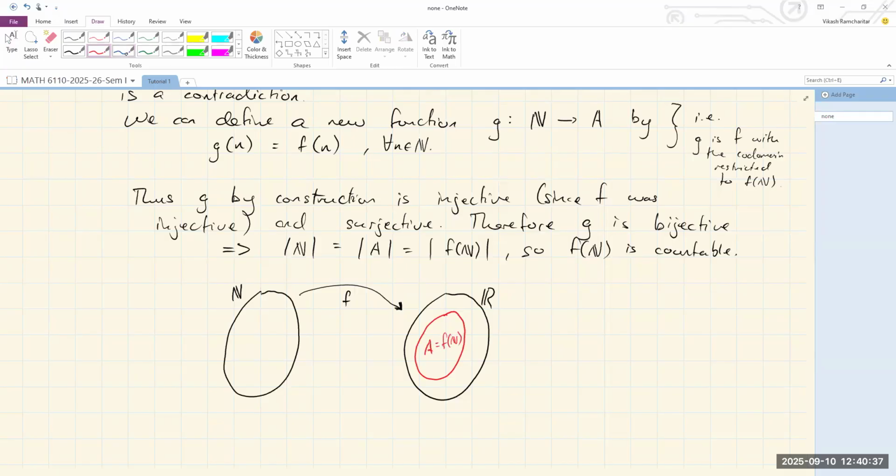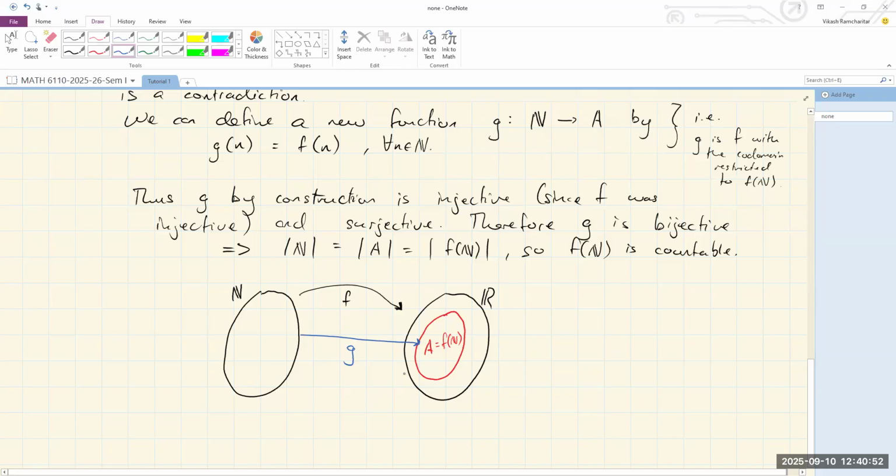So what is the function g? The function g is just f, but instead of mapping into all of the real numbers, I'm just mapping into this smaller set. This is the function g.